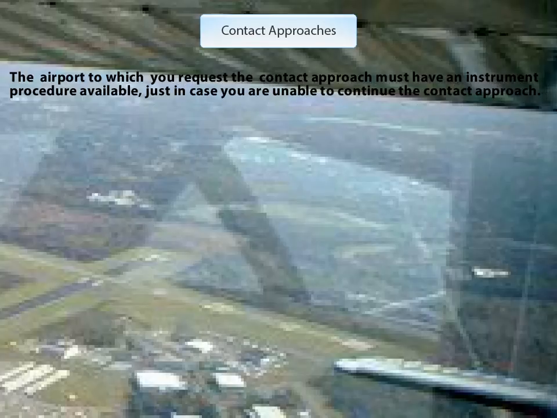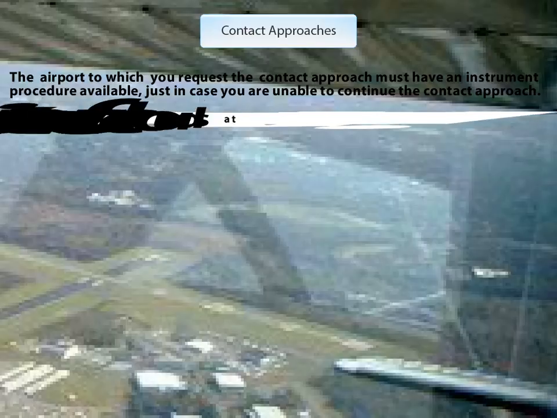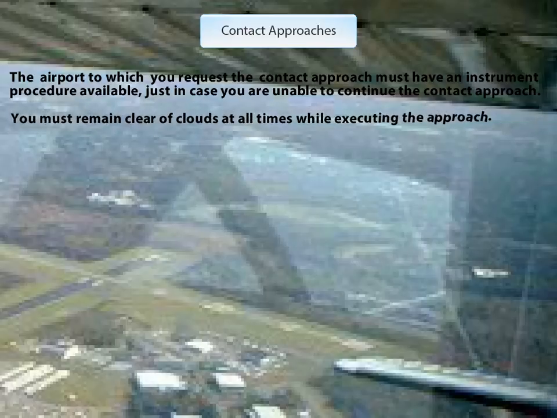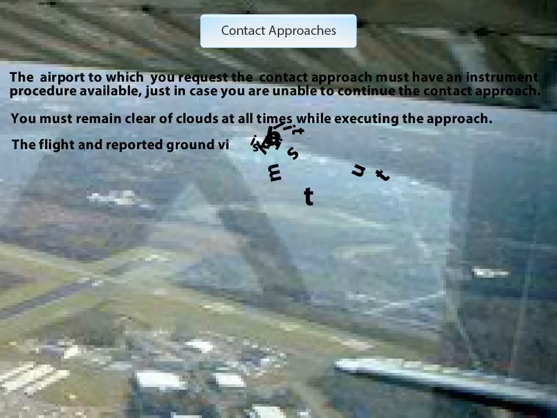So obviously, 3 conditions that are necessary for me to be able to shoot a contact approach are: 1. A backup instrument approach must be available at the airport where I'm shooting the contact approach. As I said before, if I was not able to see the airport after turning base, I would have to opt for the IFR approach. 2. I must remain clear of clouds while shooting this contact approach at all times. 3. The flight and reported ground visibility must be at least 1 statute mile.